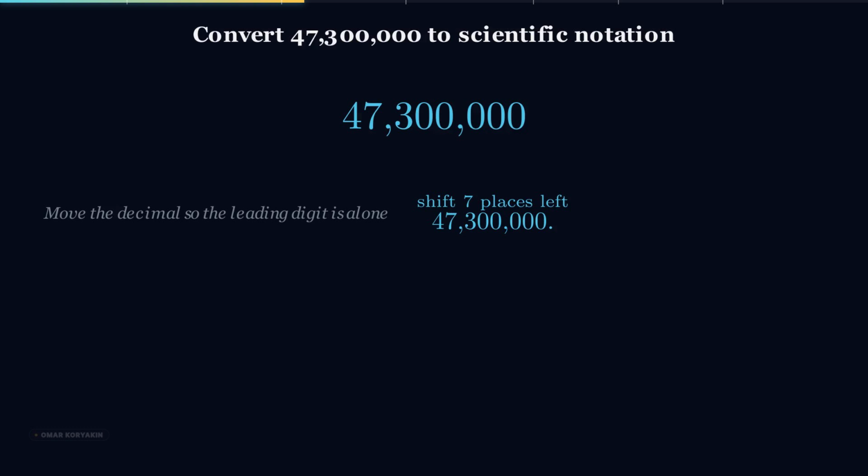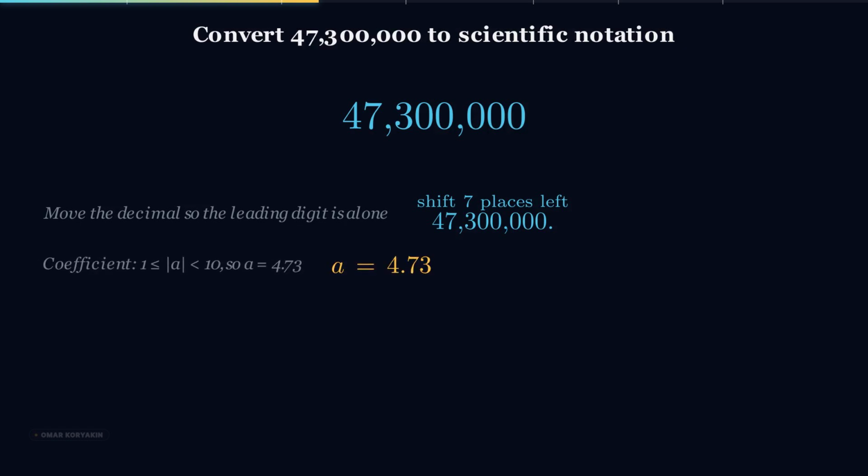The original number has its implicit decimal point at the very far right, after all the zeros. To bring the decimal up between the 4 and the 7, we shift it 7 places to the left through the digits 7, 3, 0, 0, 0, 0.